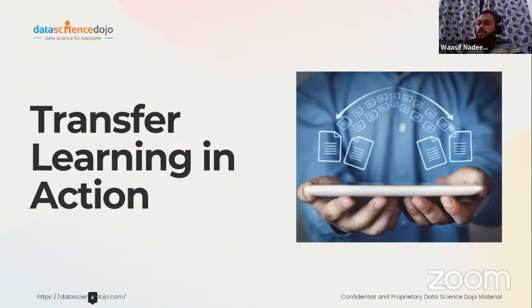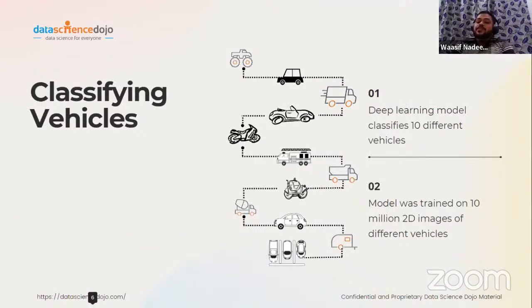So now let's see how transfer learning actually happens. For that, we would be using an example from image processing. Transfer learning itself is not limited to image processing, but just to understand the concept, we would be using that. Firstly, we have a deep learning model that classifies 10 different types of vehicles. We trained the model on 10 million 2D images of different vehicles, and it performs very well and gives us excellent results. All is good up till here. We are happy that we created that model, and we are happy about the results.